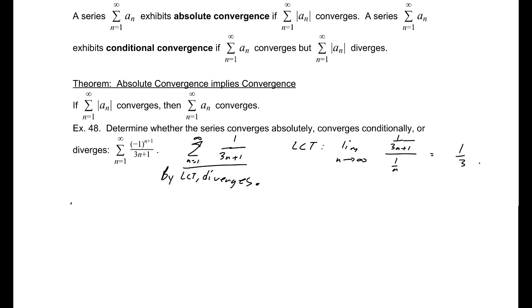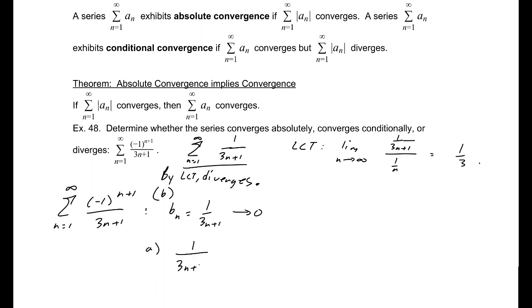Now let's determine the sum from n equals 1 of negative 1 to the n plus 1 over 3n plus 1. For this one, this is an alternating series, so let's look into whether the alternating series test applies. Well, it appears that the defining sequence, bn equals 1 over 3n plus 1, goes to 0. That is part B. Now, does bn decrease? So that would be 1 over 3(n plus 1) plus 1, which is less than or equal to 1 over 3n plus 1.